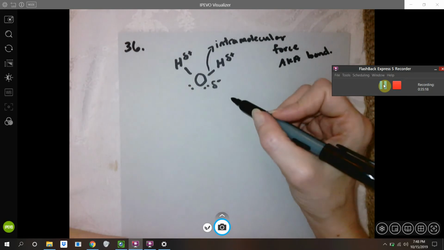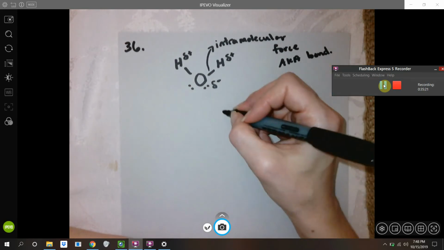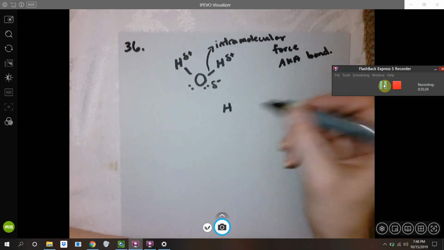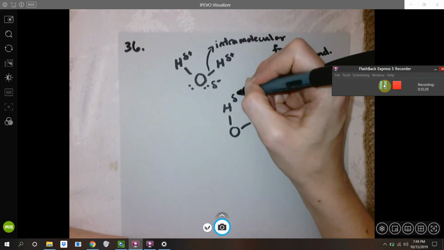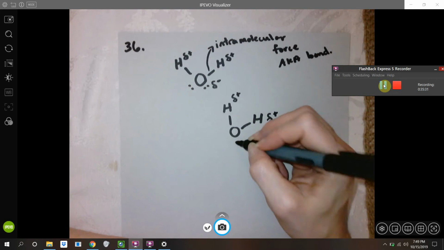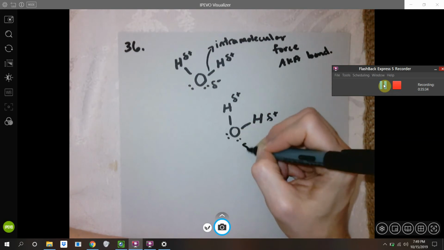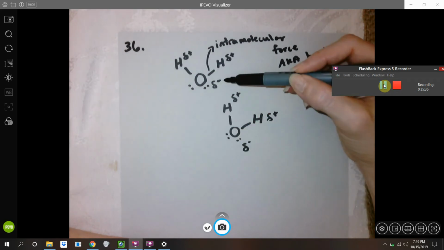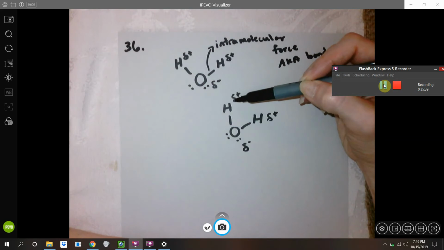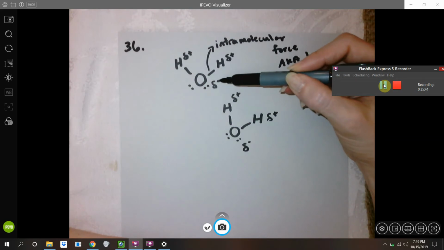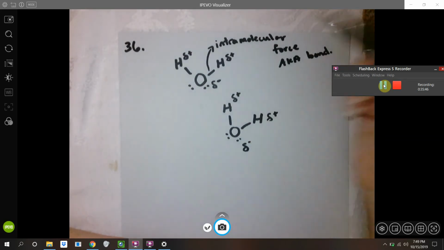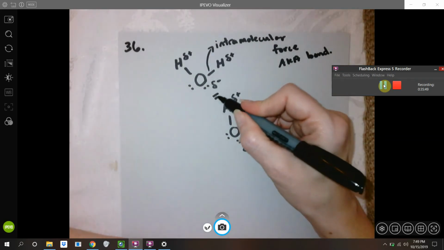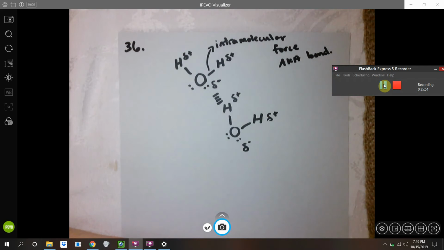So when another water comes along, it will have a hydrogen end that is also slightly positive, and an oxygen end that is also slightly negative. The positive end of one molecule will interact with the negative end of the other molecule. And just to represent that interaction or attraction between the molecules, we often see these dashed lines. Doesn't matter how many dashes, but the dashes between say they're attracting.